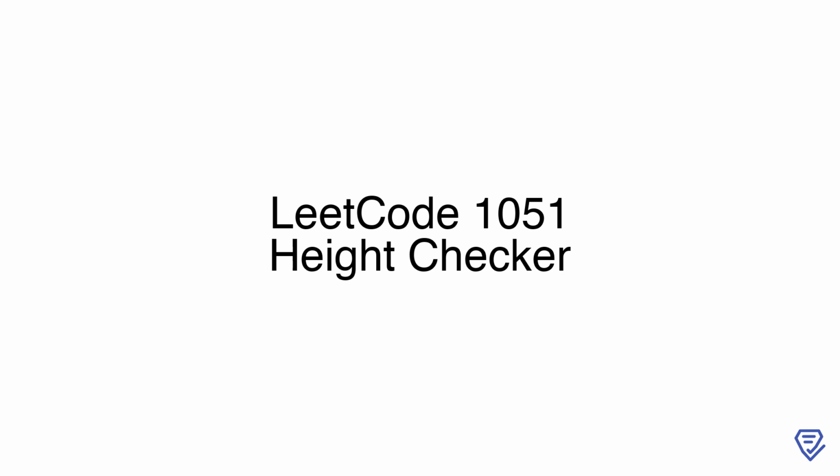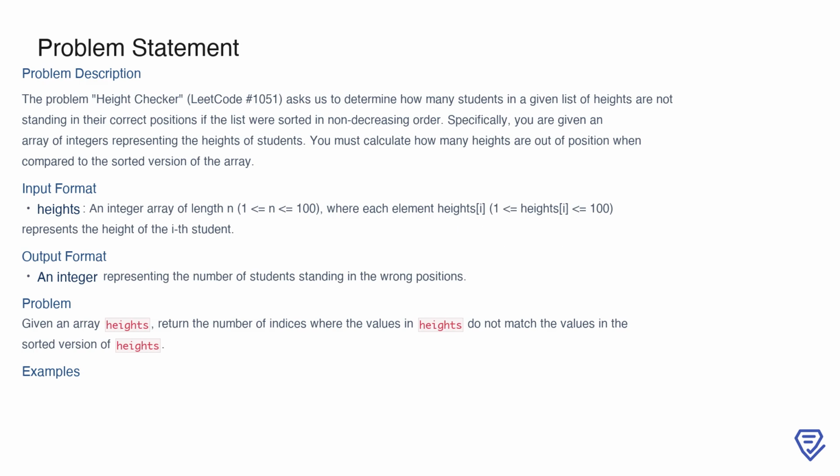Let's dive in. In the height checker problem, we are tasked with determining how many students are not in their correct positions when their heights are compared to a sorted version of the list. Imagine we have an array of integers where each number represents the height of a student. Our goal is to count how many heights in the original array differ from their positions in the sorted array. This number will represent how many students are standing out of order.